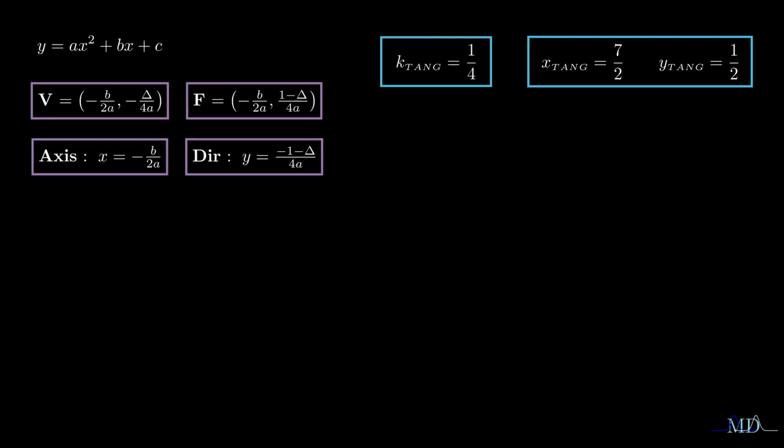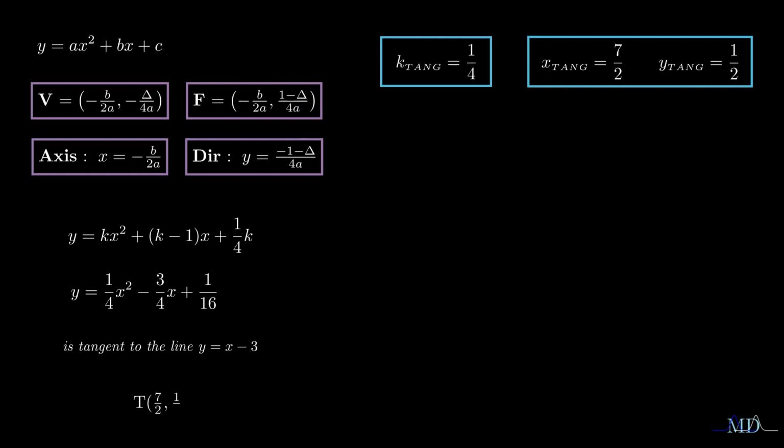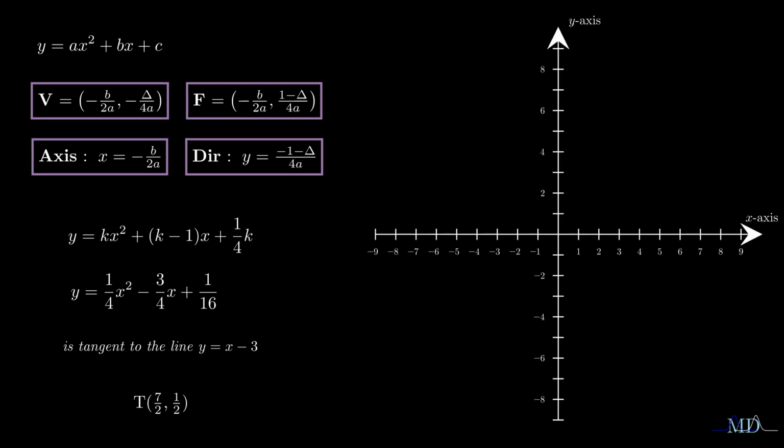From the family of parabolas y equals k times x squared plus k minus 1 times x plus 1/4 k, we have found out that the parabola with k equals 1/4 is tangent to the line y equals x minus 3. The point of tangency T has coordinates 7/2 and 1/2.